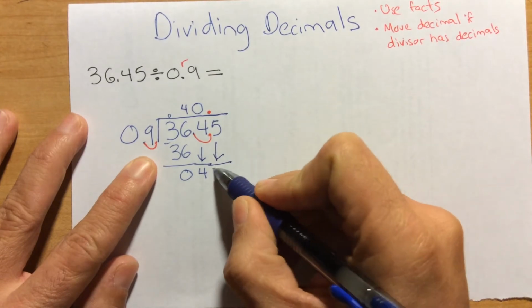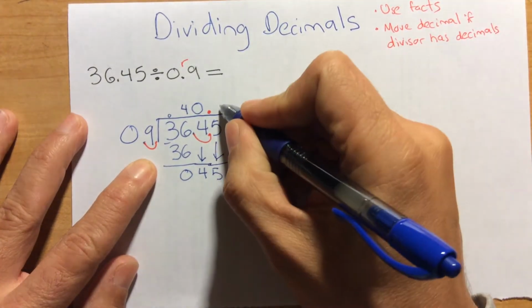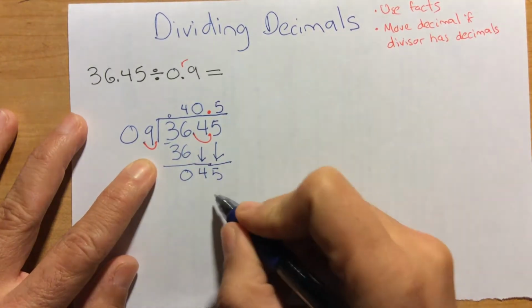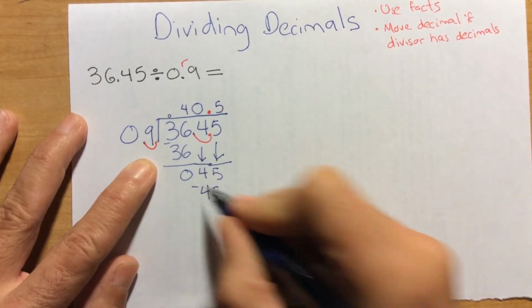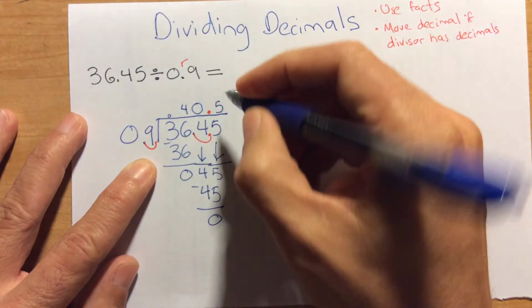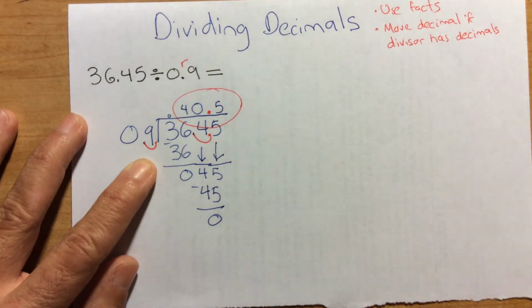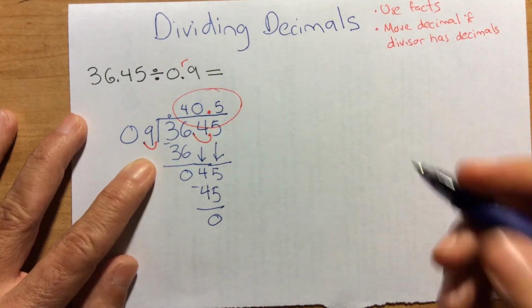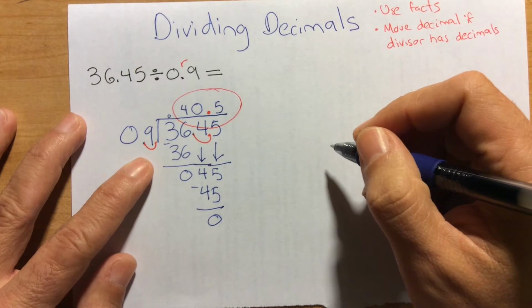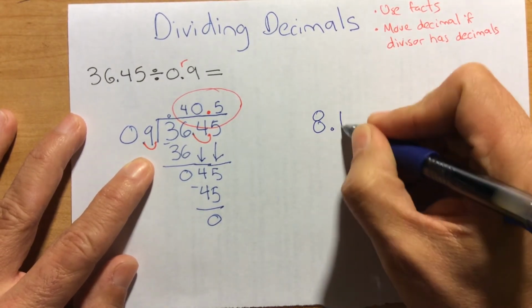Take down the number 5. How many times does the number 9 fit in 45? It's going to be 5. 9 times 5 is 45. 45 minus 45 is 0. So our answer, as you can see, is going to be 40.5.